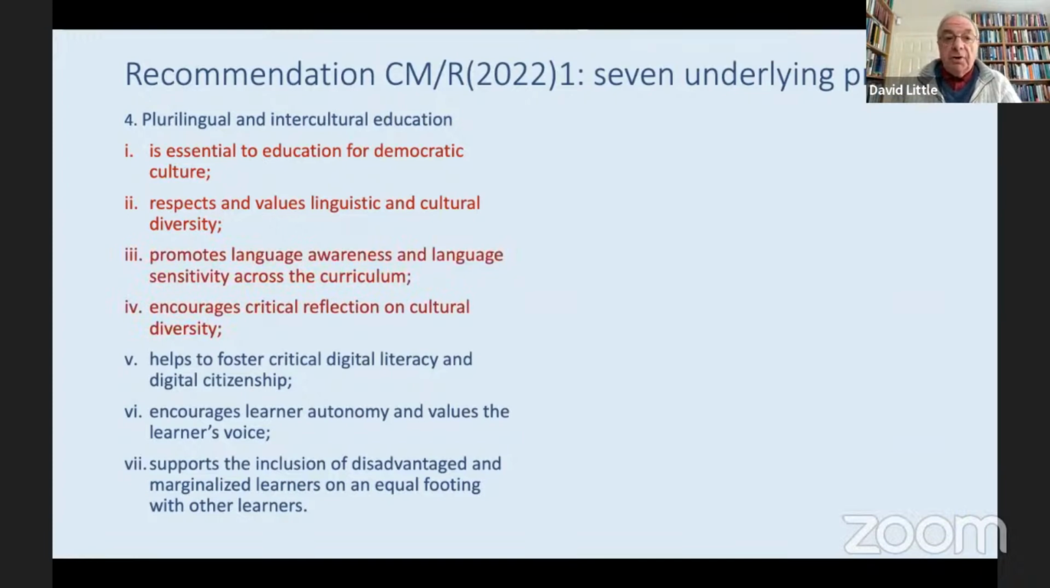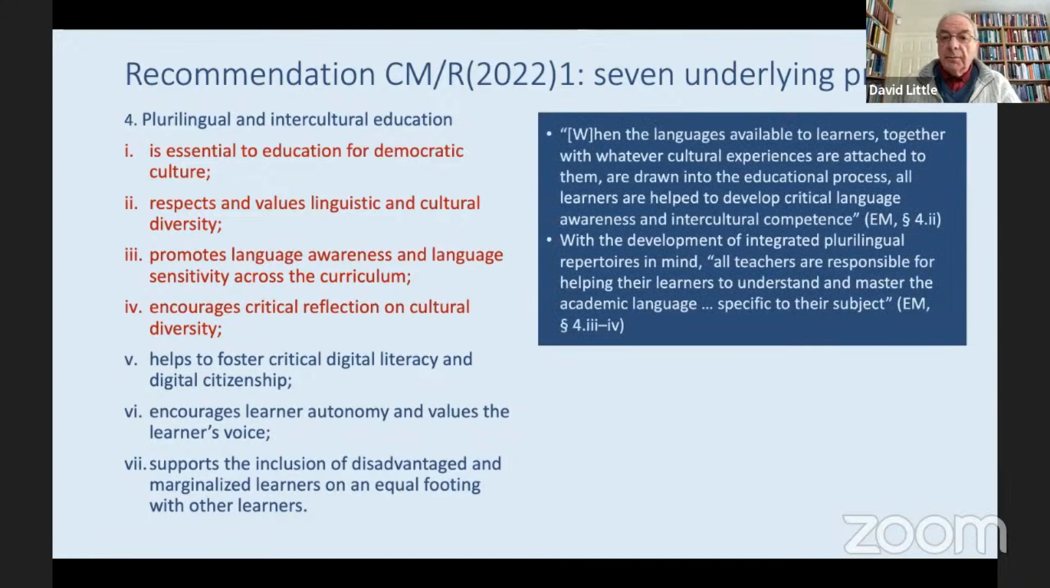Principle 3 and Principle 4, plurilingual and intercultural education promotes language awareness and language sensitivity across the curriculum and encourages critical reflection on cultural diversity. When the languages available to learners, together with whatever cultural experiences are attached to them, are drawn into the educational process, all learners are helped to develop critical language awareness and intercultural competence. With the development of integrated plurilingual repertoires in mind, all teachers are responsible for helping their learners to understand and master the academic language specific to their subject.